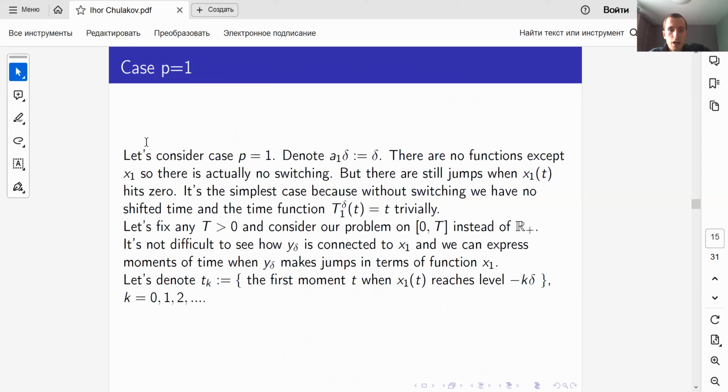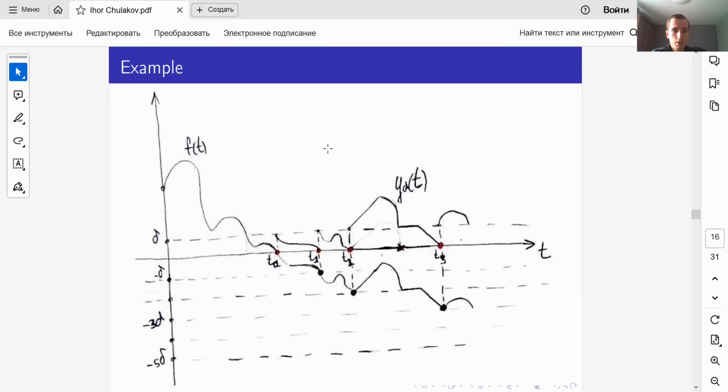Let's consider the case p equals 1. Denote a1 multiplied by delta as delta, because we now have only one jump, to simplify the notation. There are no functions except x1, so there is actually no switching. But there are still jumps when x1 hits 0. It's the simplest case because without switching we have no shifted time, and the function t1 delta equals t trivially. Let's fix any t greater than 0 and consider our problem on interval 0t instead of R plus. It's not difficult to see how y delta is connected to x1, and we can express moments of time when y delta makes jumps in terms of function x1. Let's denote tk as the first time t when x1 of t reaches the level minus k delta.